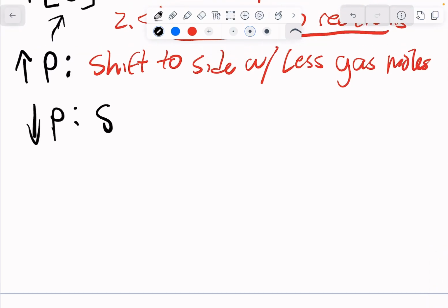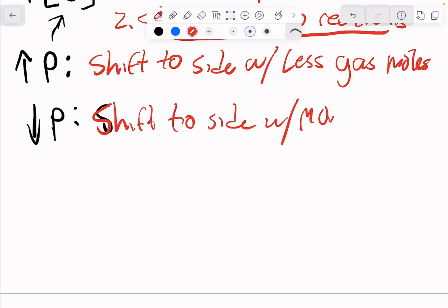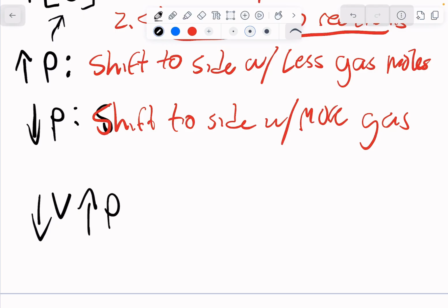It's the opposite. It will shift to the side with more gas. Think of it like this. As we know, volume and pressure are inverse. If we were to decrease the pressure, volume increases.